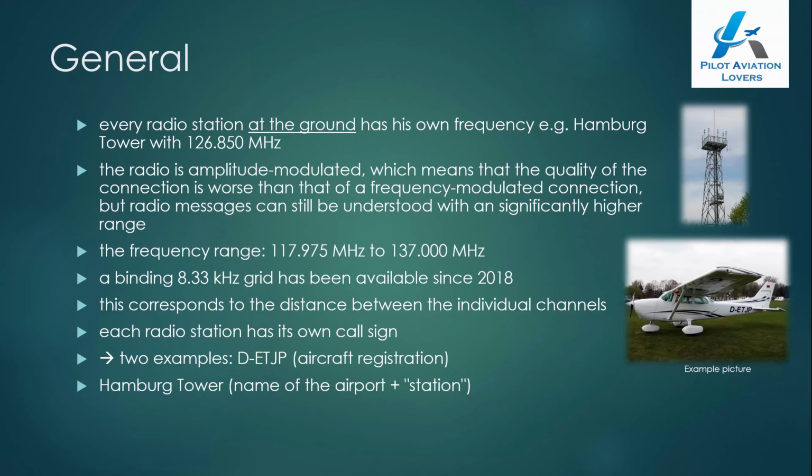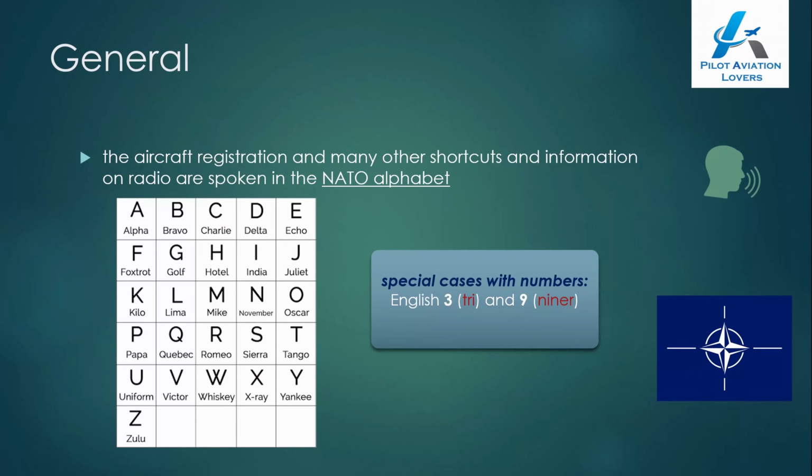The aircraft registration, that means the call sign, and many other shortcuts and information on radio are spoken in the NATO alphabet. The NATO alphabet isn't difficult. It would not be A, B, C, but Alpha, Bravo, Charlie. Then we have two special cases with numbers. The English 3 is called Tri, and the English 9 is called Niner. The simple reason for this is that otherwise you might only hear a crack.